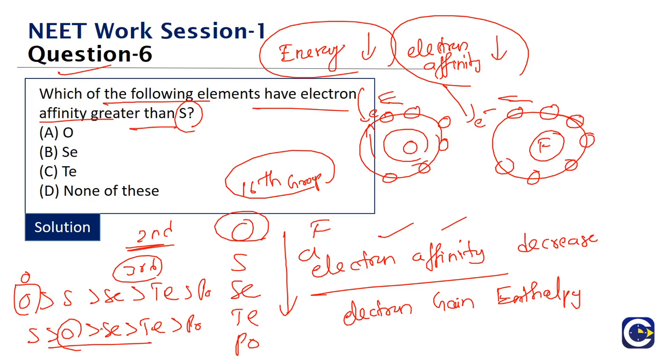Look at the question here. Which of the following elements have electron affinity greater than sulfur? Because of the second period anomaly, oxygen has a lesser electron affinity than sulfur. Selenium and tellurium anyway have lesser electron affinity than sulfur. So what is the answer? None of these. None of them have electron affinity greater than sulfur. Similarly, in the 17th group, for the same reason, fluorine has a lesser electron affinity than chlorine.